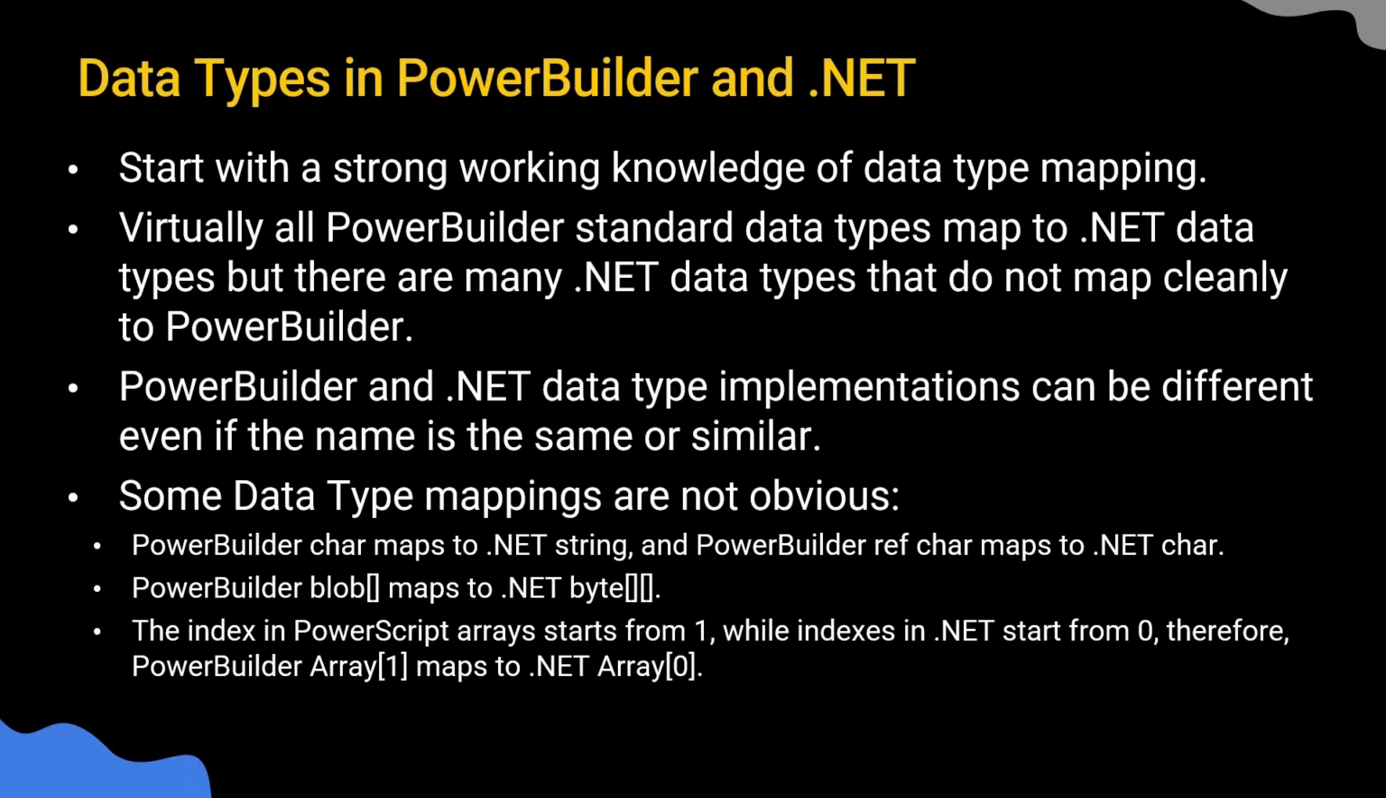So PowerBuilder and .NET data type implementations can be different even if the name of the data type is the same or very similar. And there are some data type mappings that are not obvious. The PowerBuilder char maps to a .NET string. The PowerBuilder ref char maps to the .NET char. PowerBuilder blob arrays map to .NET byte arrays. And the index in PowerScript arrays always starts from 1, while indexes in .NET start from 0. Therefore, PowerBuilder arrays in position 1 map to .NET arrays in position 0.